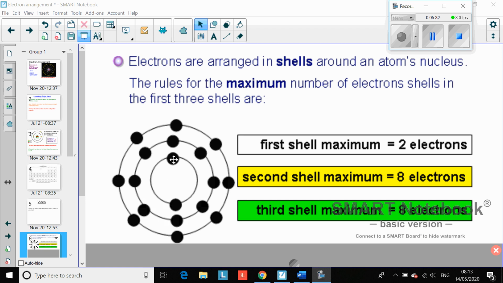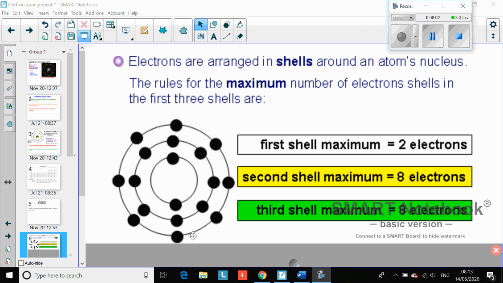Right. Once this electron shell is full, you then have to go to the next shell. The next shell can have up to 8. So 1, 2, 3, 4, 5, 6, 7, 8. Once that's got 8, it's considered full. Once it's got 8, you then have to go out to the next shell, which again can have up to 8.